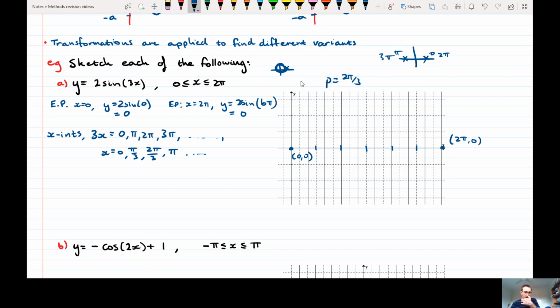And it doesn't matter how high we go, as long as we label it as 2 units. That's the main thing. So let's not overstretch ourselves by going too high. That one.